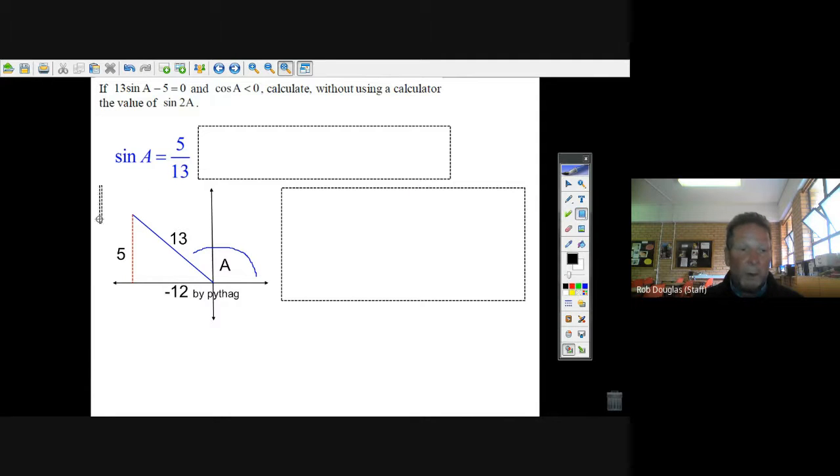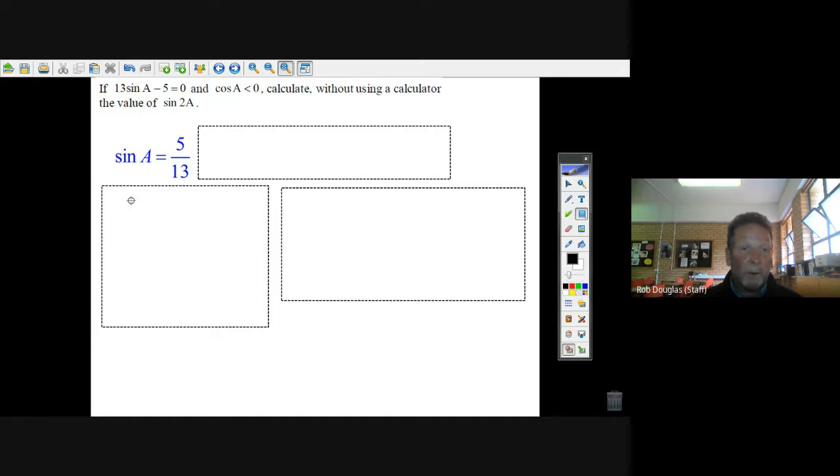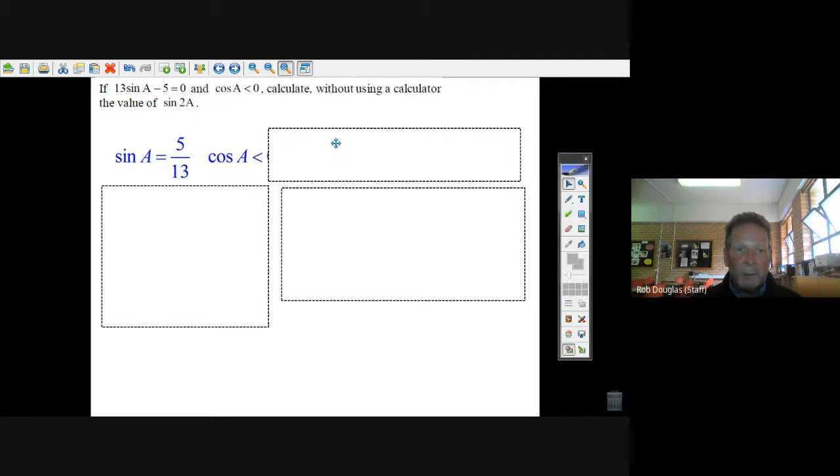That's what I do first. Now it says the cosine of A is less than 0. Well, two things are happening here. The sine of A is positive, positive 5 over 13. But the cosine of A is negative.